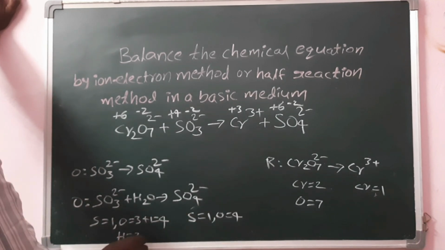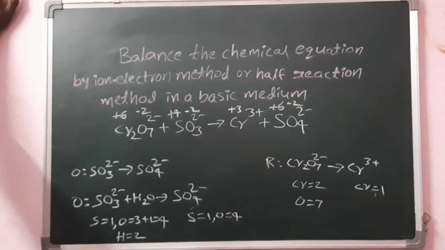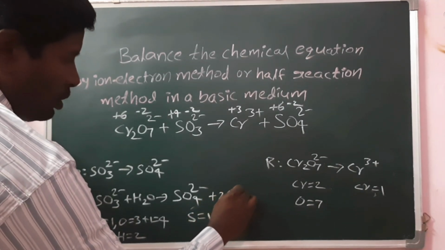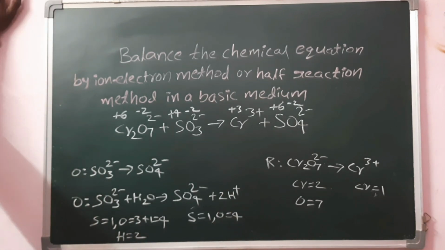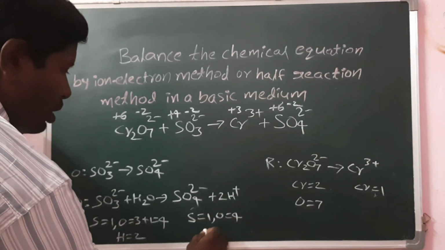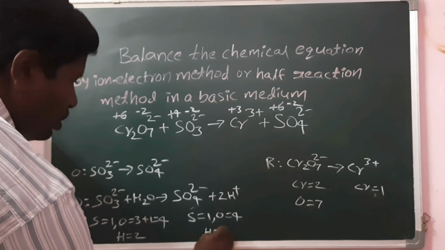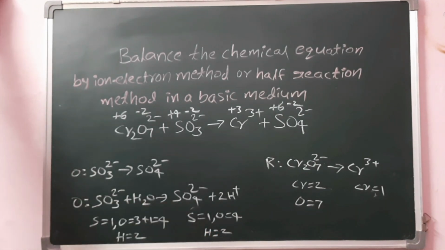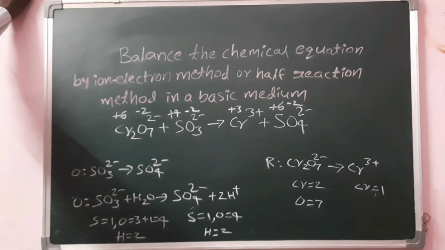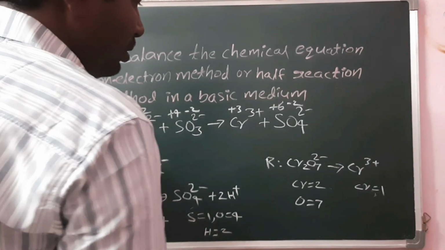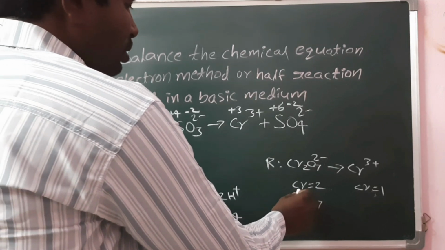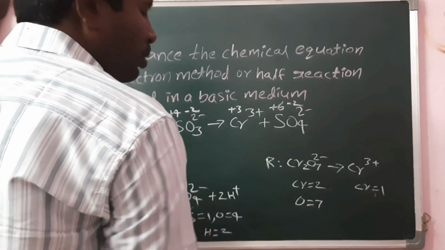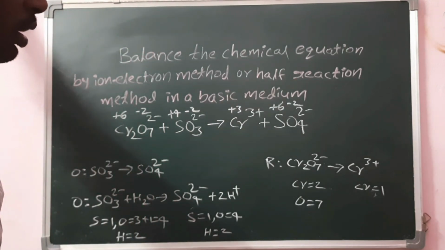Now we can balance the hydrogen atoms. To do this, we can produce H plus ions. So now we can add 2 H plus ions. Now right hand side hydrogen atoms is 2. Now the number of atoms are balanced in the oxidation half reaction. Now we can balance the number of atoms in the reduction half reaction. Left hand side there are 2 chromium atoms, right hand side there is 1 chromium atom. So we can balance the chromium atoms first.